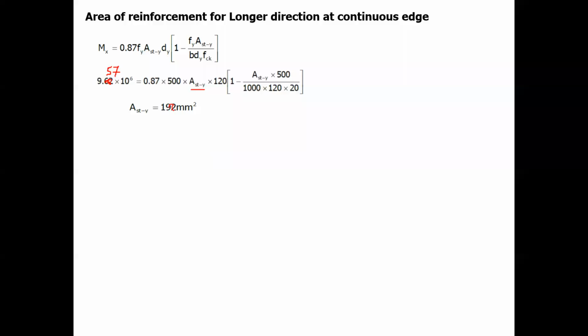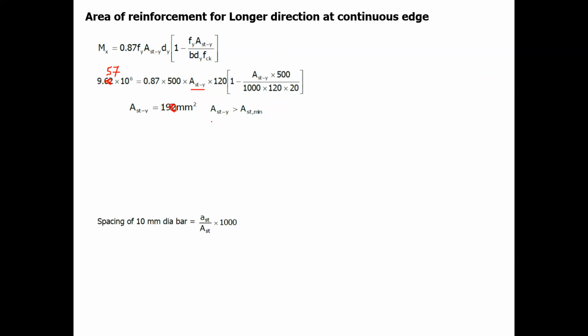So what about others? Are you getting the answer? 190.92. Okay. So after this, you have to compare with Ast minimum. So what is the value of Ast minimum? 180, right? Okay. So yes, Ast y is greater than Ast minimum. So which value you have to consider now in this case? Ast y, sir. Yes, Ast y you have to consider.